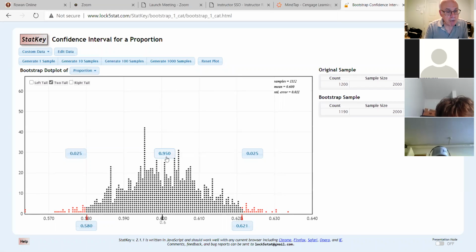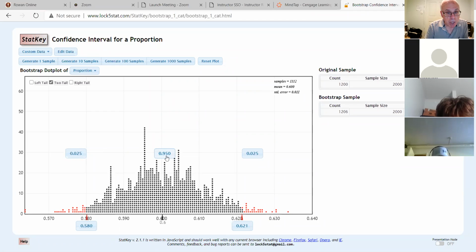In this case, 0.95 represents a 95%, let me repeat that, a 95% confidence level. The number of dots, all these dots here, the black and the red ones, total 1,112. The black ones here, how many are there in the middle here?